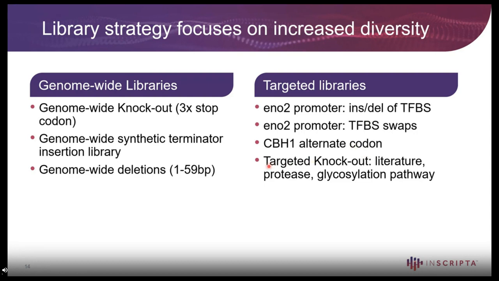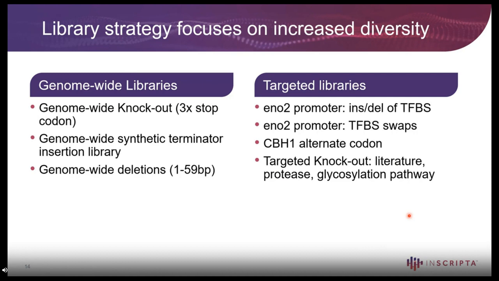Then I have another library that I'm calling the targeted knockout library. And for this library, I mined the literature to try to find genes that have been previously identified that when they're knocked out, they can improve the expression of some heterologous protein. So I threw all those into one library. I also did a genome-wide protease deletion library where I knocked out every protease, or targeted the knockout of every protease in yeast. And then also targeted the knockout of some enzymes in the glycosylation pathway, which could have an impact on the secretion of the CBH1.